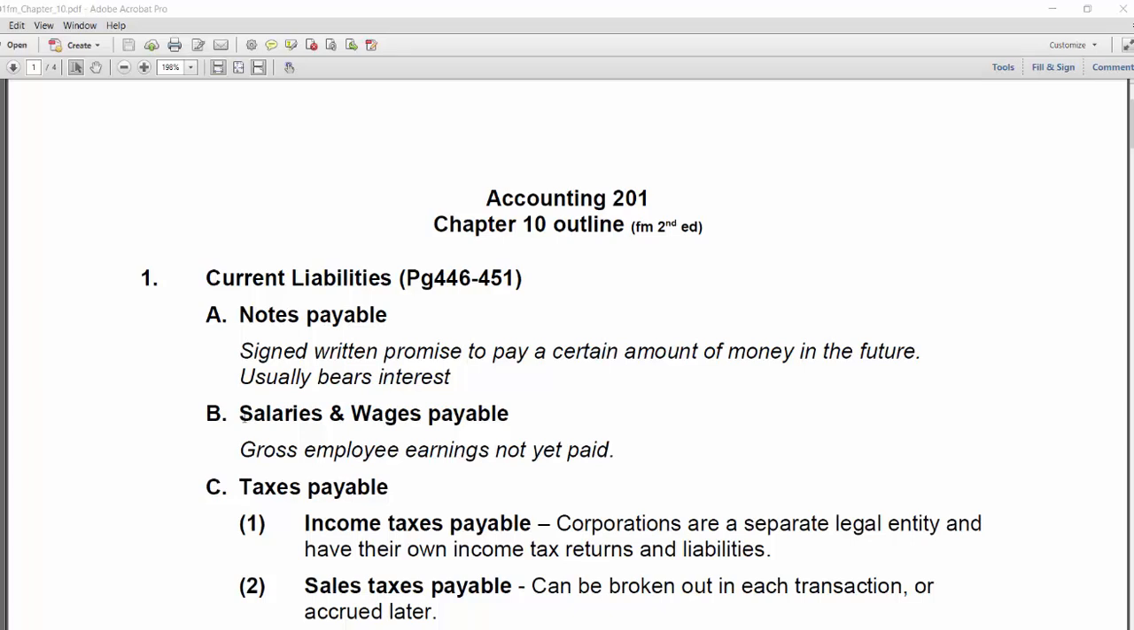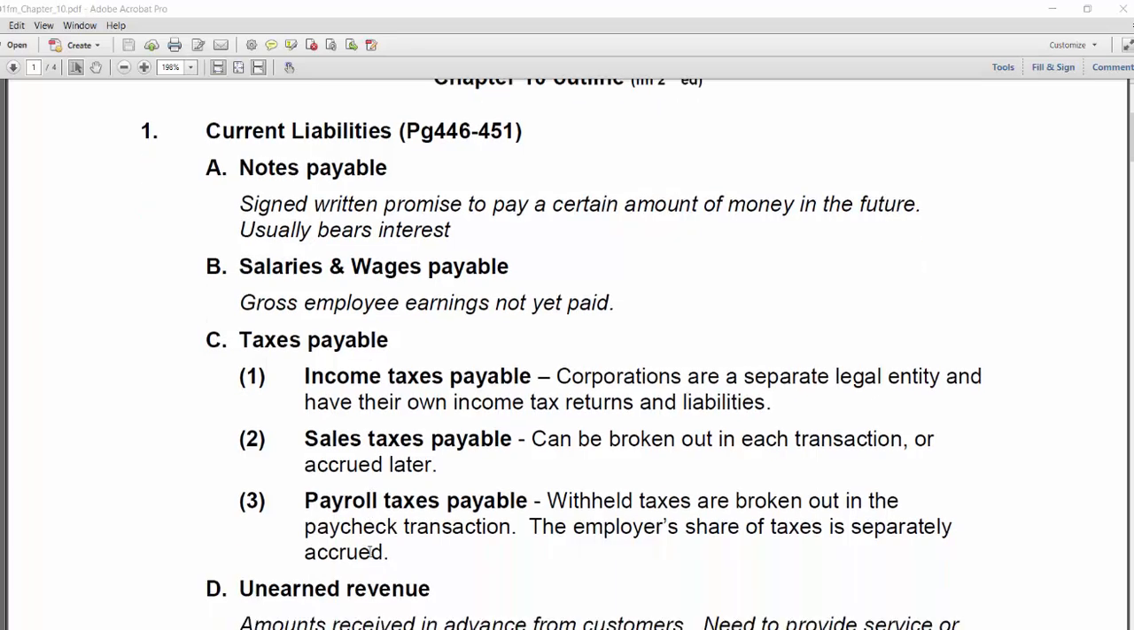Salaries and wages payable typically crop up at the end of every accounting period when the accountant makes adjusting journal entries for them. And taxes payable can consist of several types for a corporation: income taxes payable on the corporation's income, sales taxes payable on its revenues, and payroll taxes payable on its employees' payroll, as well as the employer's share of payroll taxes.